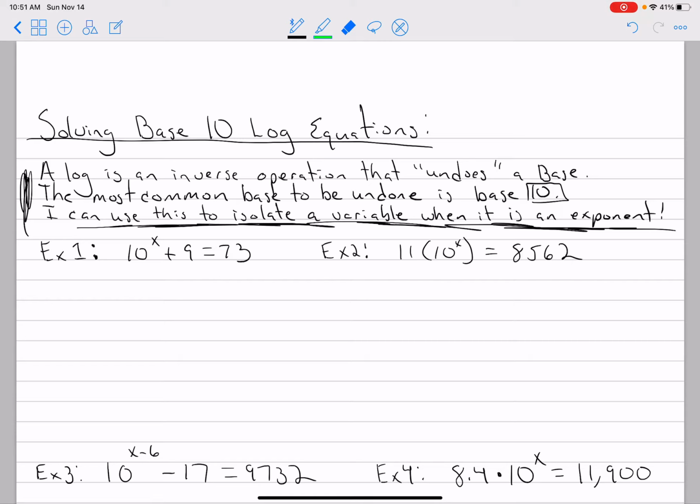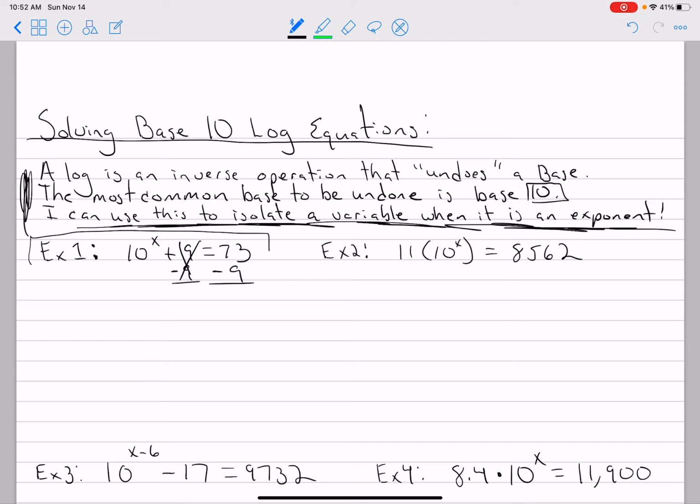So let's talk about some ways this could work, and we're just going to do it through examples. Go ahead and write down example 1 for me. It says 10 to the x plus 9 equals 73. Let's write that down and think about it. I want to isolate this, but first I've got to get rid of that plus 9. The way I'm going to get rid of plus 9 is minus 9, and whatever I do, I'm going to do on both sides.